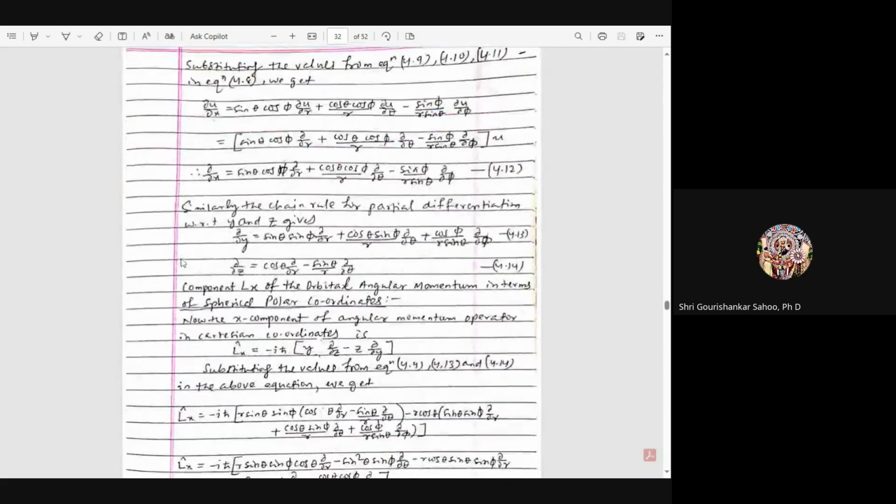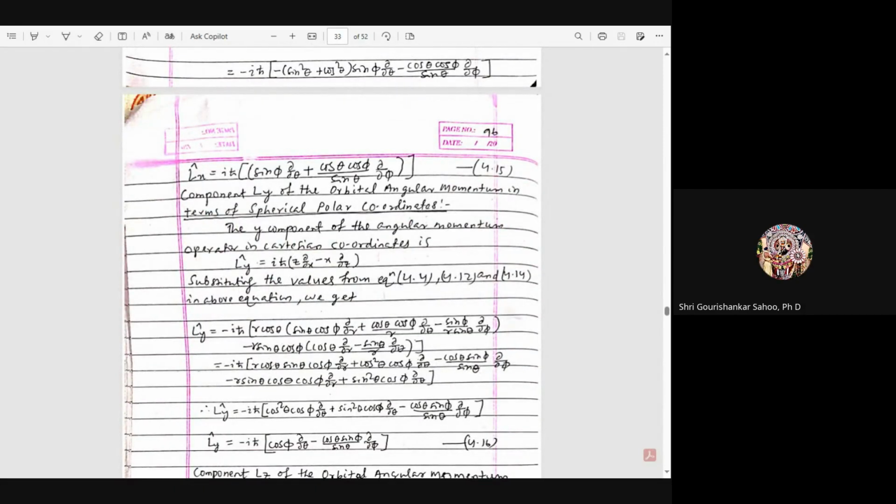So by differentiating, you can have del by del z is equal to cos theta del by del r minus sin theta by r del by del theta. And similarly, del by del y is equal to sin theta sin phi del by del r plus cos theta sin phi by r del by del theta plus cos phi by r sin theta del by del phi. Okay. Similarly, you can write del by del x is equal to sin theta cos phi del by del r plus cos theta cos phi by r del by del theta minus sin phi by r sin theta del by del phi.